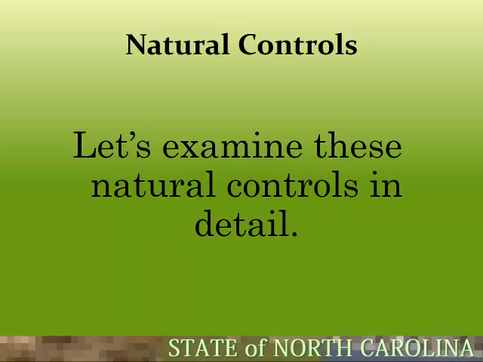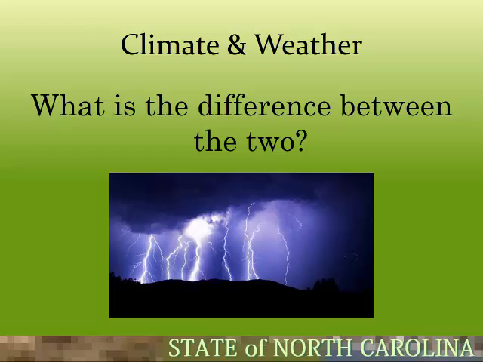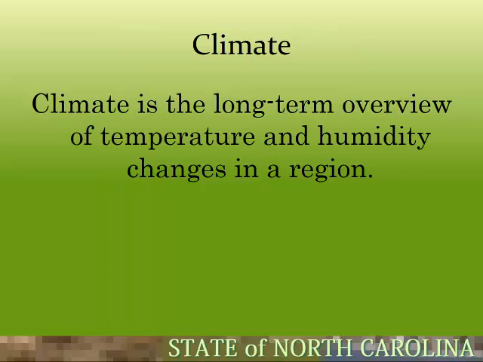And so let's examine each one of these natural pest controls in more detail. Climate and weather. What is the difference between the two? So what is the difference between climate and weather? Climate is a long-term overview of temperature and humidity changes in a region. So it's over a greater period of time.